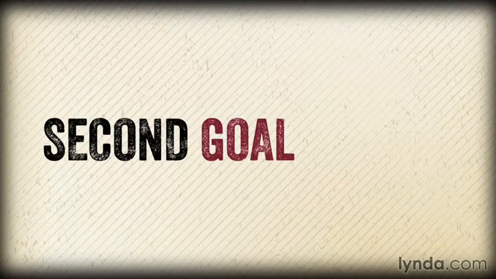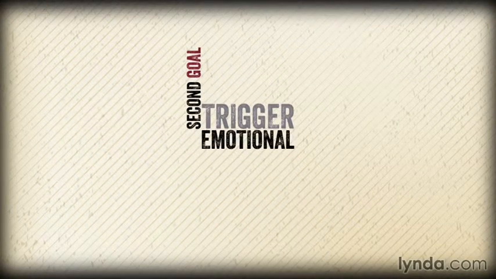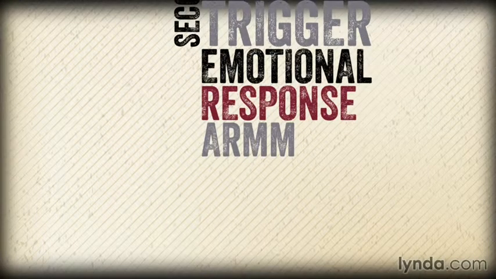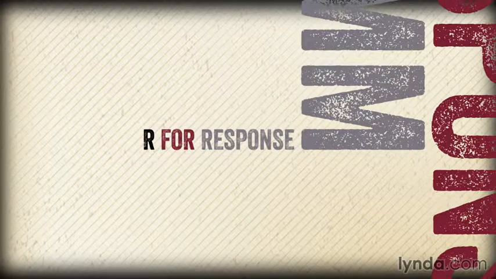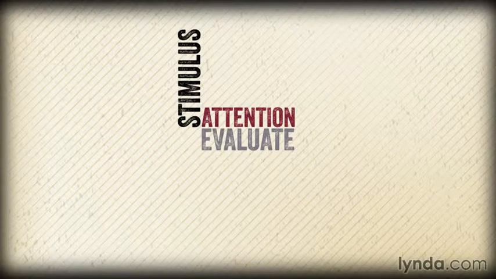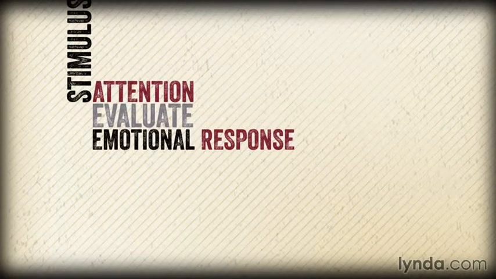The second goal of a logo is to trigger the right emotional response. That is why response is the second cognitive event in the R model. The R is for response. Once a stimulus gets our attention, our brains evaluate and form an emotional response to that stimulus within a couple of seconds, well before we have time to consciously think about it.